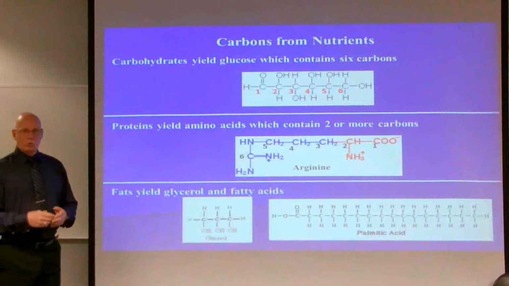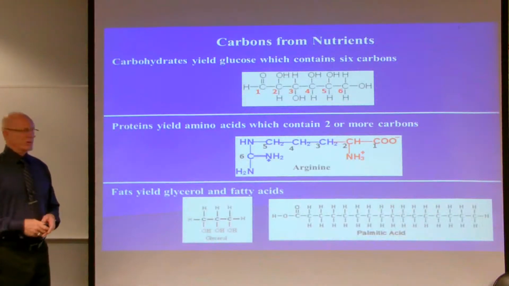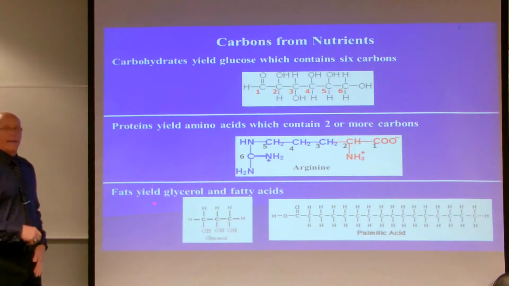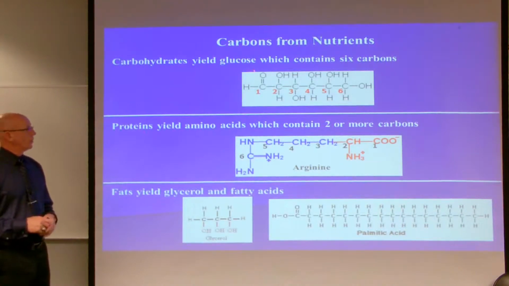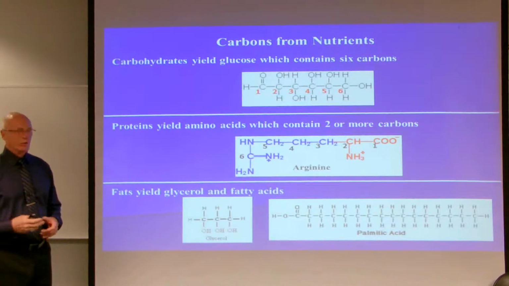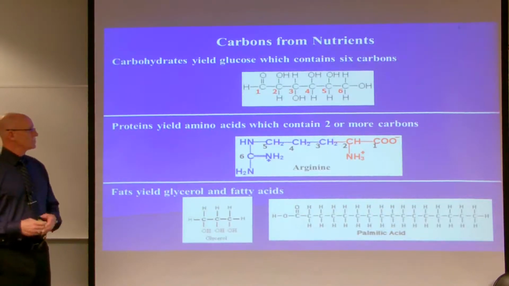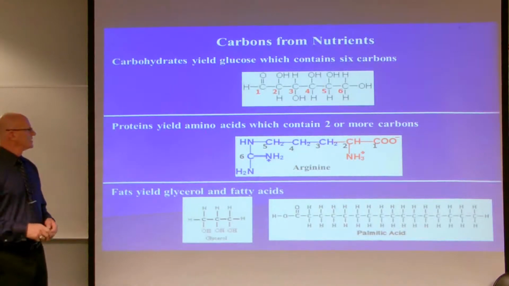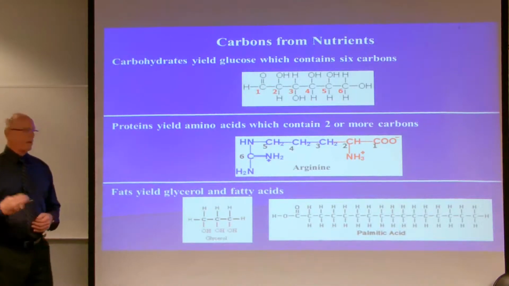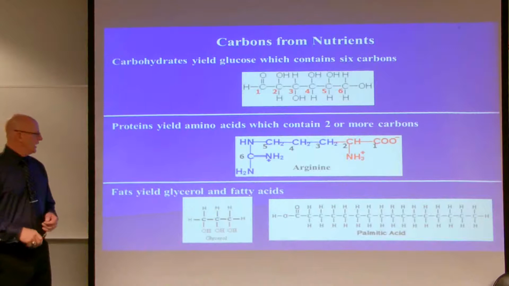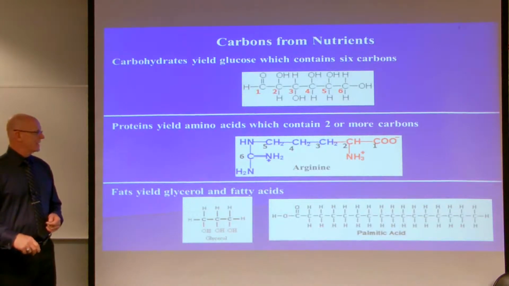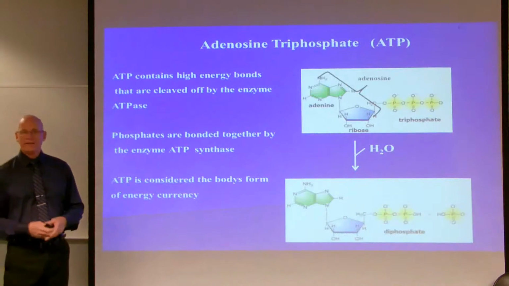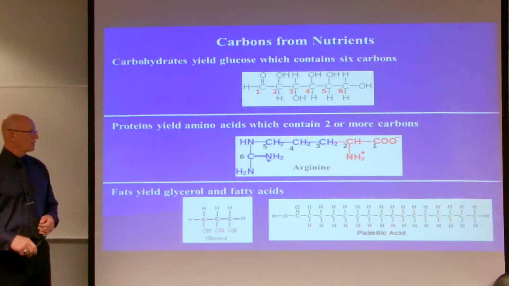Basically, all the foods that we consume will be broken down into these 3 nutrients, and that is carbohydrates, proteins, and fats. Carbohydrates will yield glucose. Polysaccharides and also glycogen will be broken down to yield glucose, and glucose is a 6-carbon molecule. The proteins yield amino acids, which contain 2 or more carbons. And this is a representation of arginine. It has 6 carbons. And the triglycerides will be broken down into a glycerol backbone and fatty acids. And here I have a picture of palmitic acid or palmitate. And this is 16 carbons long.